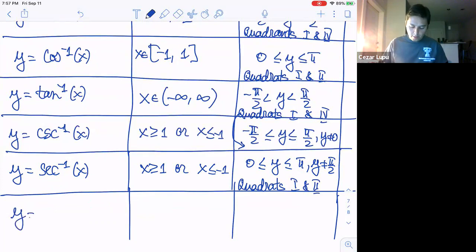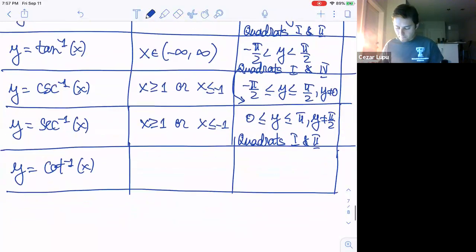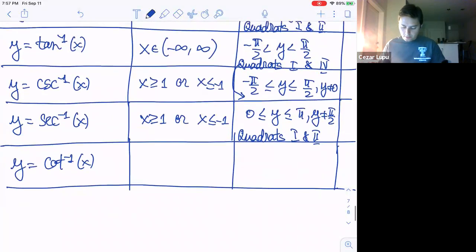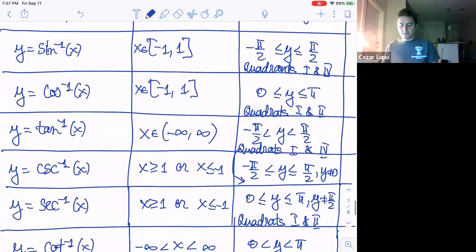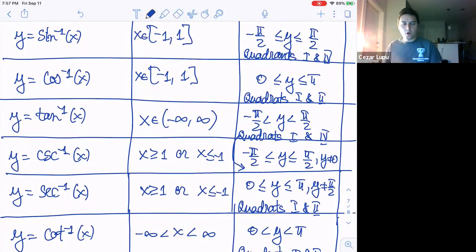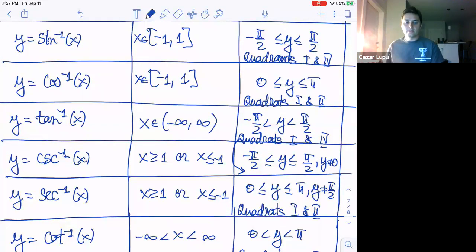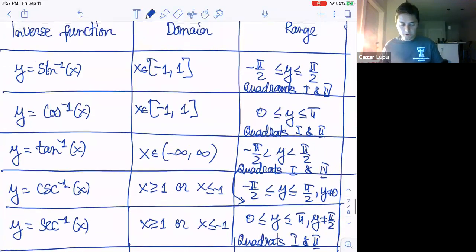And the last one, y equals cotangent inverse. This will be x between negative infinity and infinity. And y will be between 0 and pi. So quadrants 1 and 2. So this is the chart of the domain and the range of the inverse trigonometric functions. We'll see that this is for where the inverse actually exists. So we need to be careful with the range.